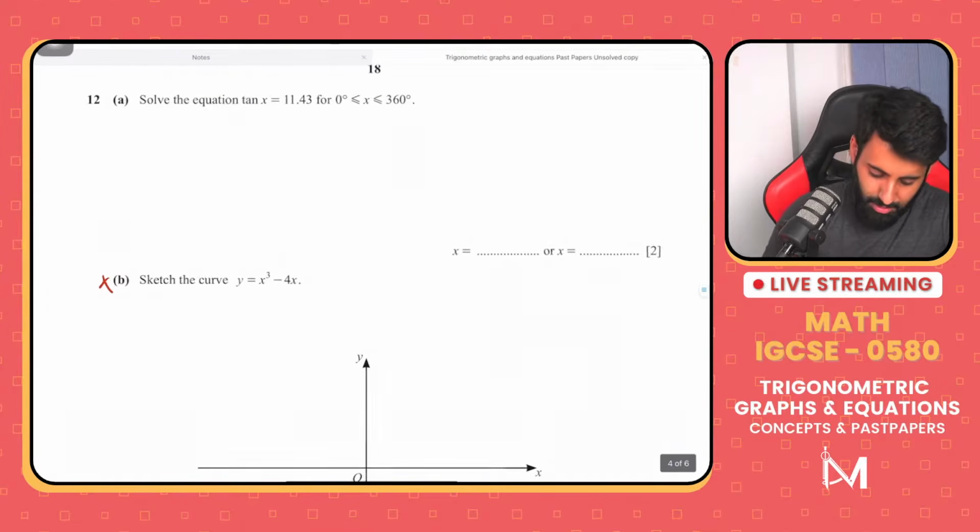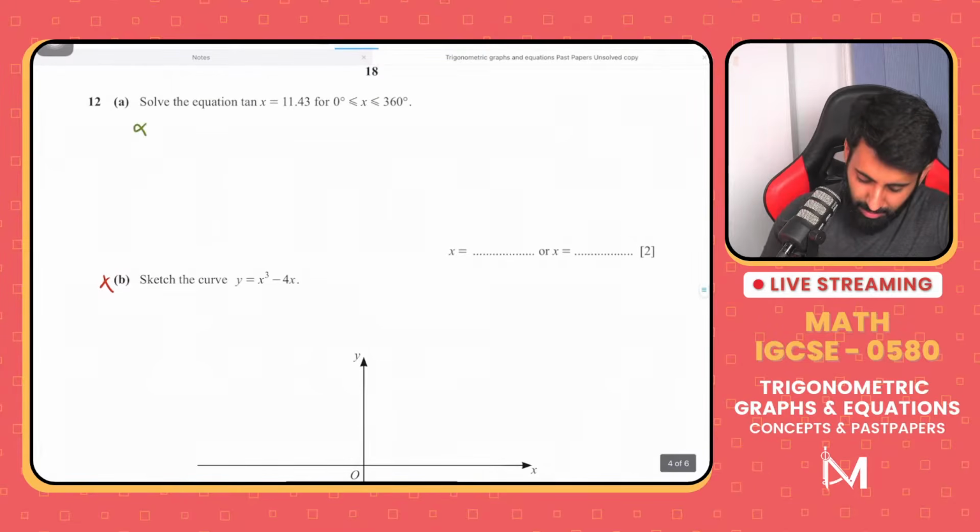Okay, let's see. First things first, we will take the inverse of 11.43 to get the basic angle, which is, let's see, tan inverse of 11.43. So it's 84.999, so we'll have to round it to 85.0 degrees. Okay, we have no other option but to do that.